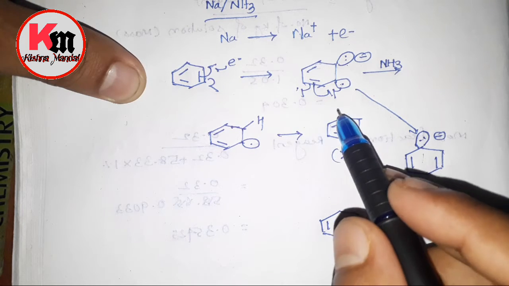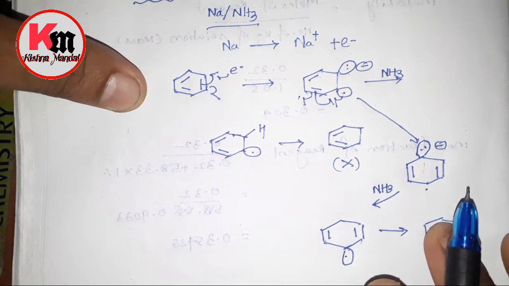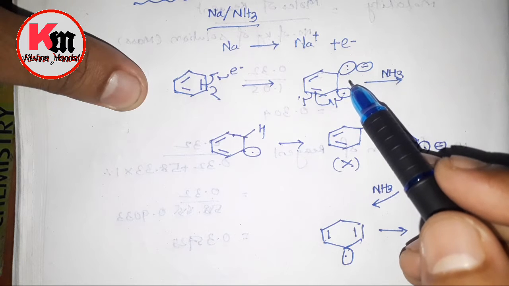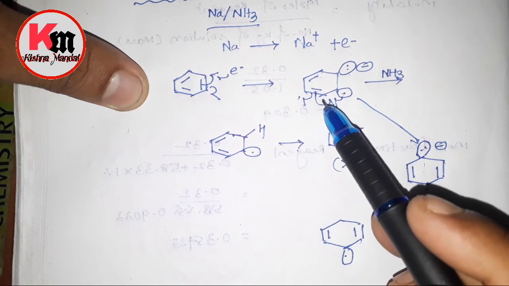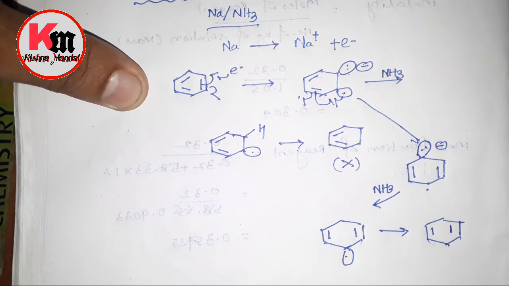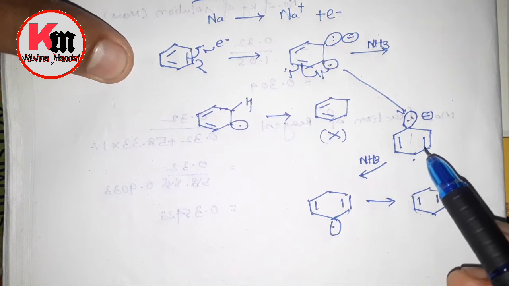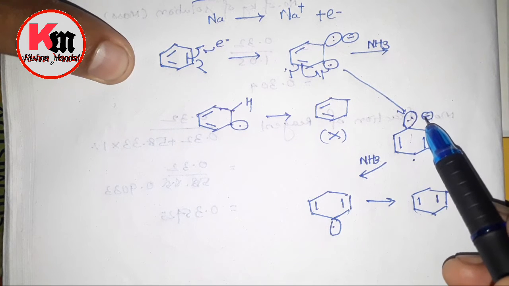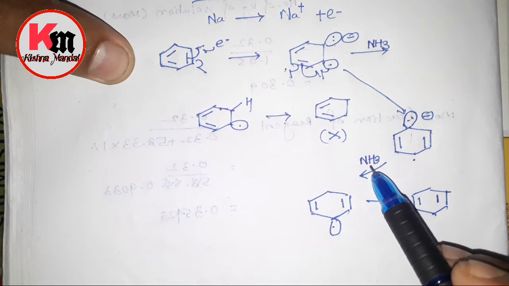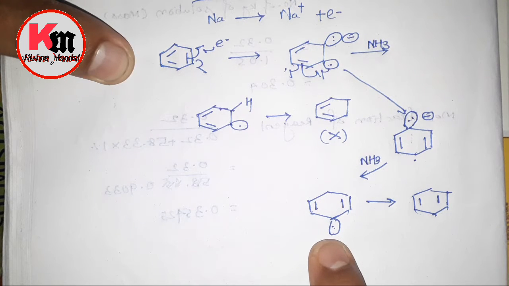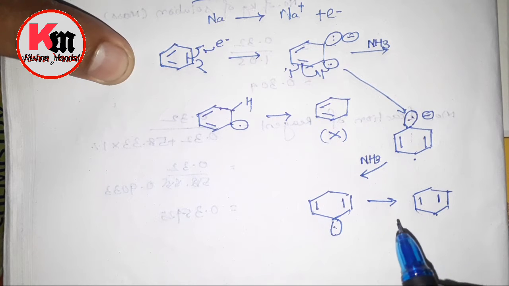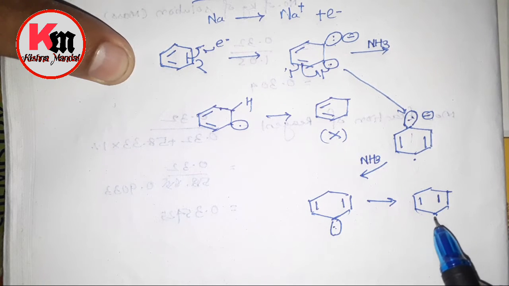But in the reaction this product is not formed. Why? Because there is repulsion between these electrons, so they want to stay far away, and that's why they exist in this form. So this anion takes a proton from an NH3 molecule and converts to this type of radical. Again this radical takes another electron from the metal and makes an anion. Again this anion takes a proton from an NH3 molecule and gives this isolated double bond product.